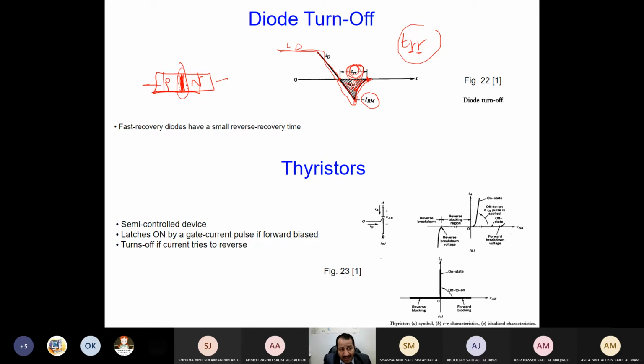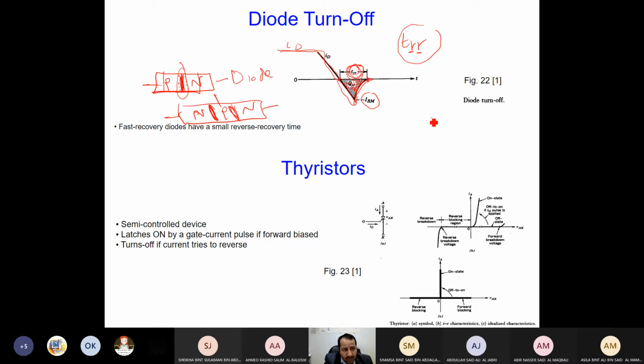Let me start with the thyristor, another semiconductor device. Now you remember the PN junction is the diode, okay? And the transistor, if you remember, PNP or NPN, let me say NPN, okay? 3 terminals and 2 junctions. This is junction 1, junction 2.